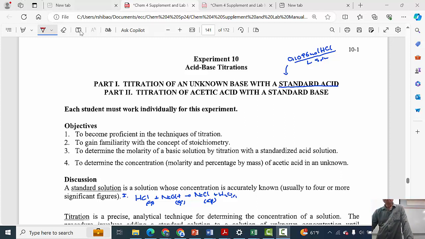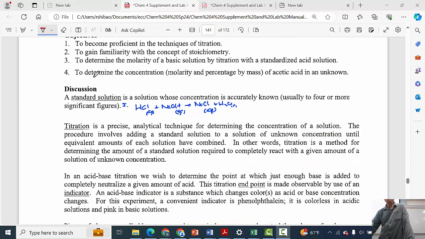Let me talk about how we do titrations next. Usually in lab, what we do is we read the experiment before coming to lab. I didn't have you guys do this, so we could just read through this together. It's pretty short. If we go to the discussion, a standard solution is a solution whose concentration is accurately and precisely known, usually to 4 or more sig figs. That's the precision there. 4 sig figs precision is pretty good.